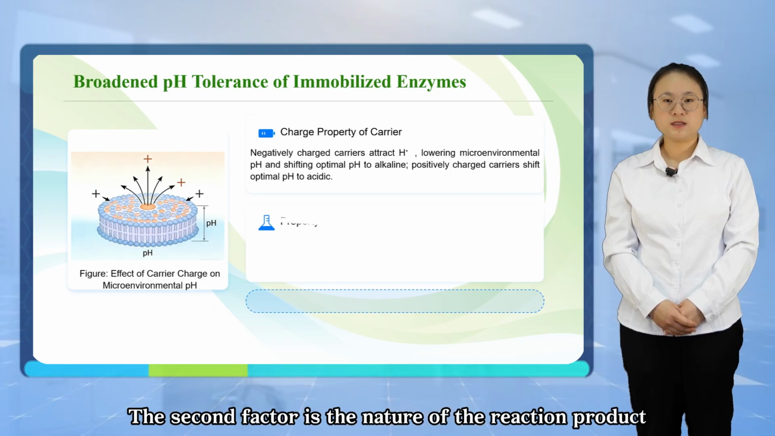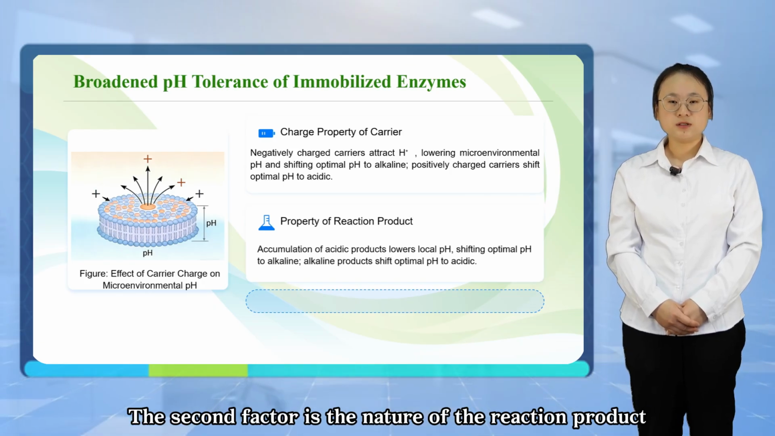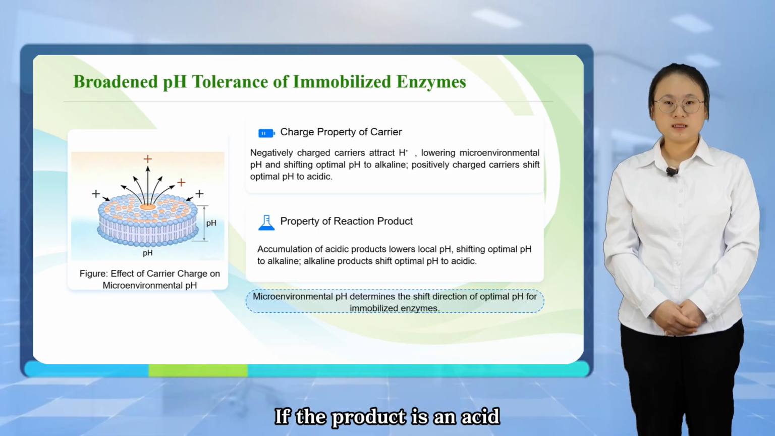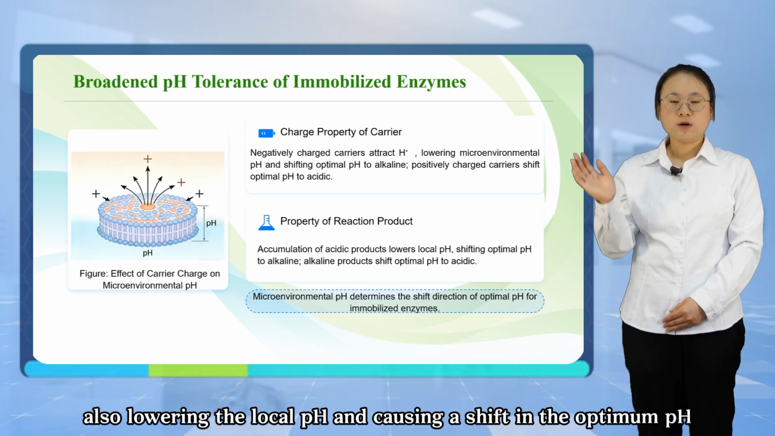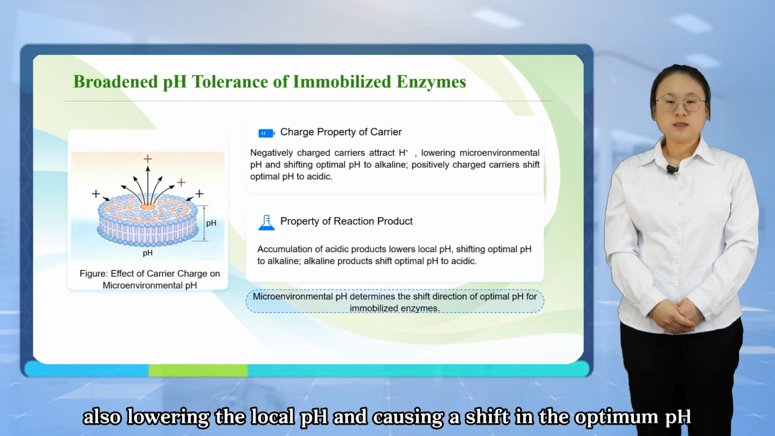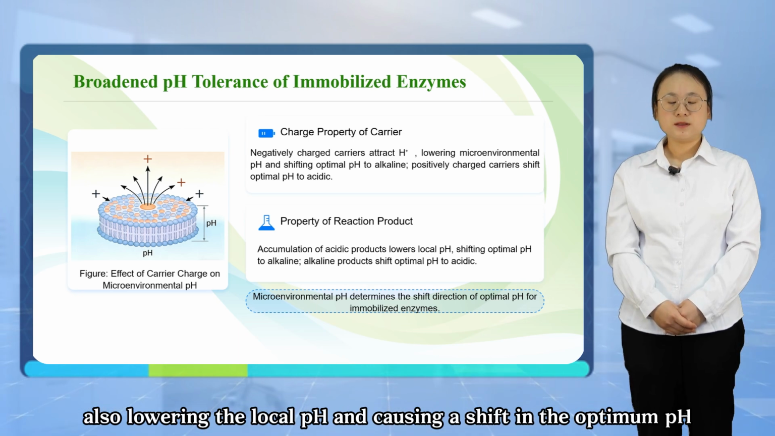The second factor is the nature of the reaction product. If the product is an acid, it will accumulate around the enzyme, also lowering the local pH and causing a shift in the optimum pH.